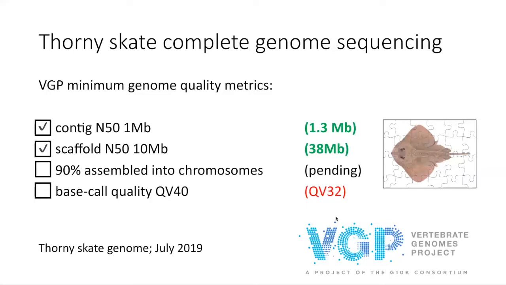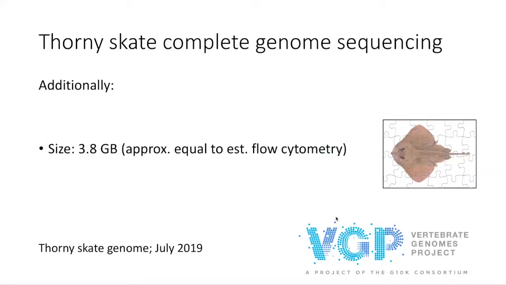Assembly is an iterative process, and so multiple drafts are needed. It's also worth noting that the genome size, based on the assembly output so far, is estimated to be about 3.8 gigabases, which is approximately equal to an independent estimate produced via flow cytometry. So that's pretty encouraging.